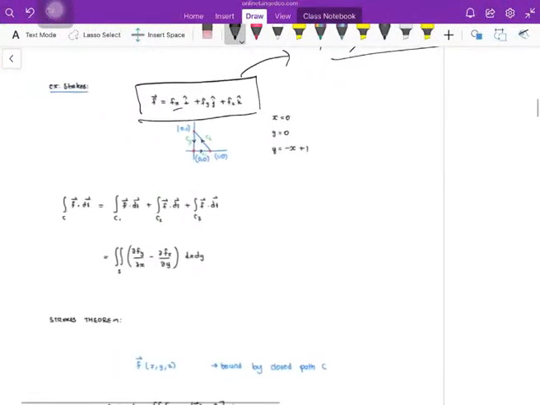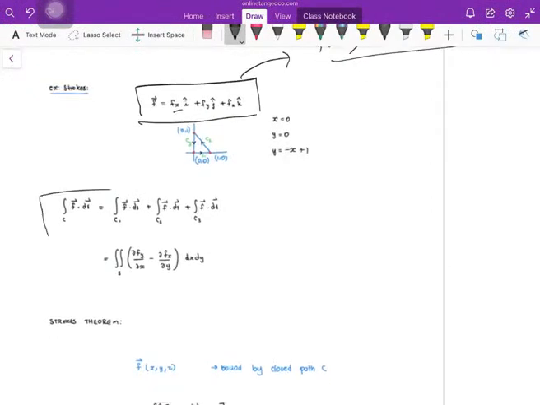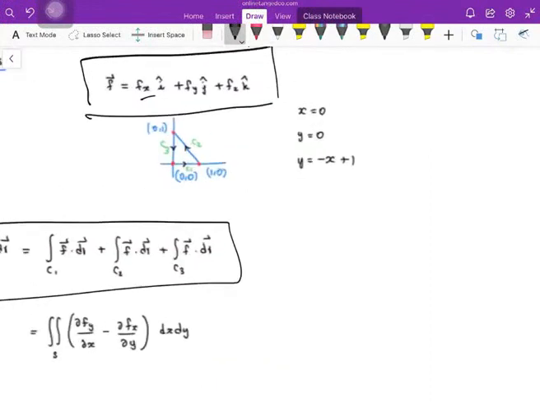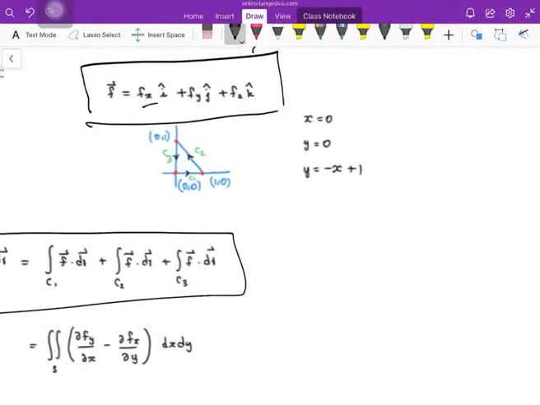So what is this theorem? What is Green's theorem? Green's theorem tells us that, let me do the line integral with this closed path. The closed path is like this: x varies from (0,0) to (1,0). This is my line integral over C1. Then it varies from (1,0) to (0,1). Finally from (0,1) to (0,0). So it is a closed triangle.